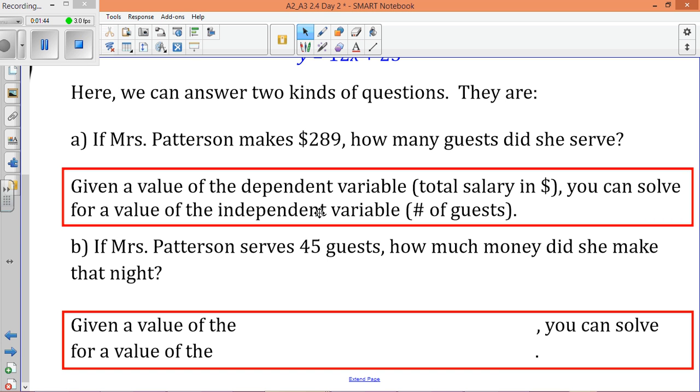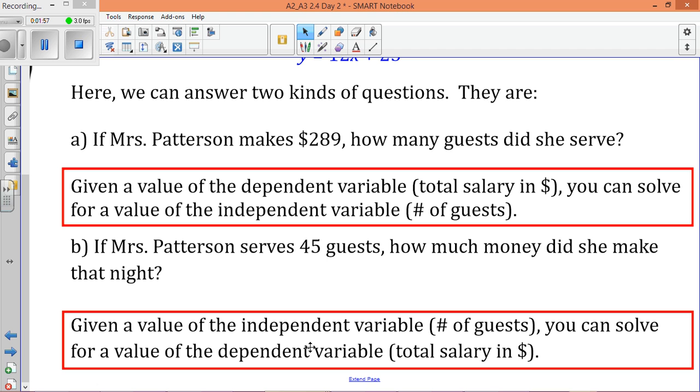So the second type of question, if Mrs. Patterson serves 45 guests, how much money did she make that night? Here, sort of the other way around. Given the value of the independent variable, the number of guests, you can solve for the value of the dependent variable, the total salary in dollars, right? So the number of guests she serves, that dictates how much money she makes. Therefore, we know that we have the total salary in dollars depending on the number of guests. That's an easy way to sort out independent and dependent, just to sort of review that. Okay, so let's answer these questions.